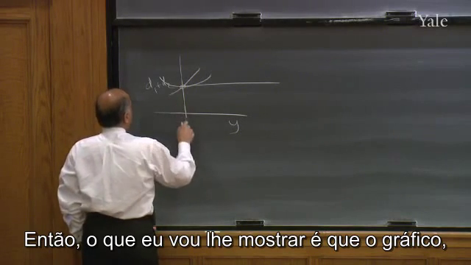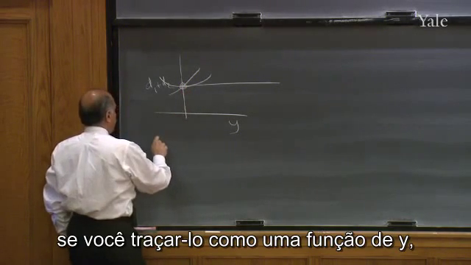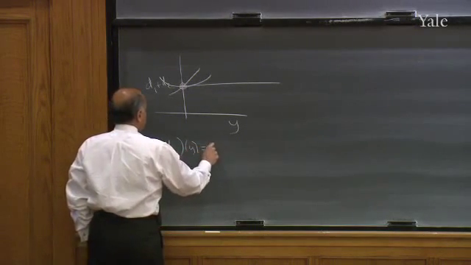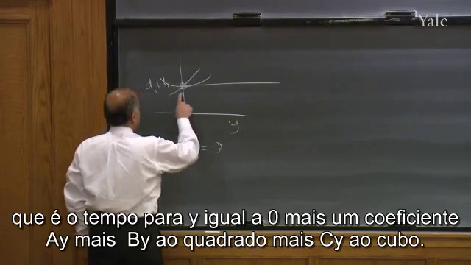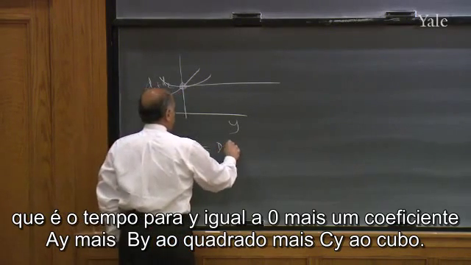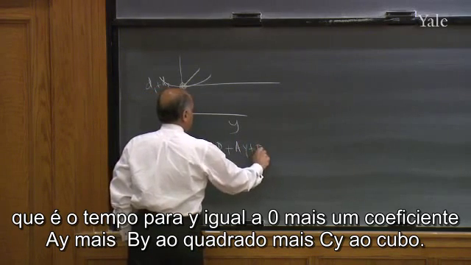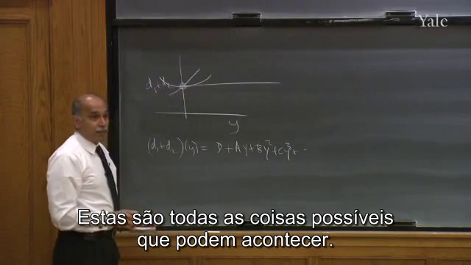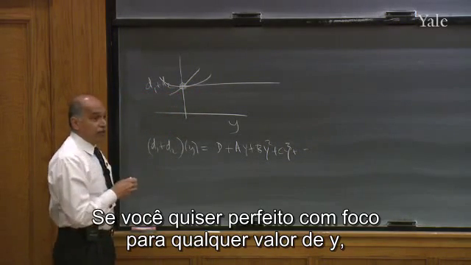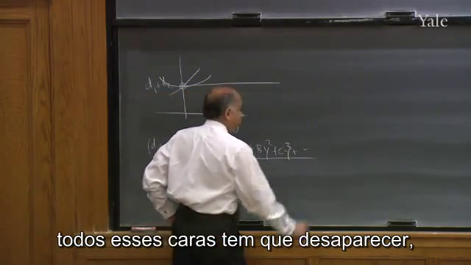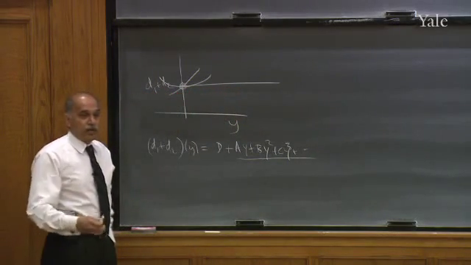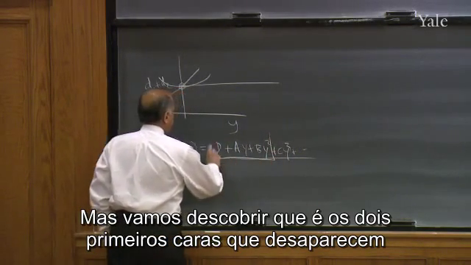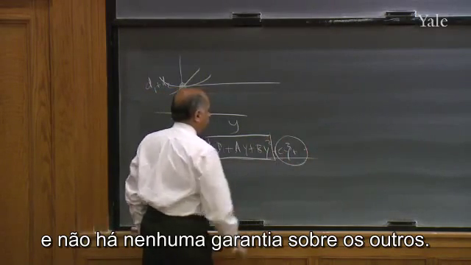So what I will show you is that if you plot d1 plus d2 as a function of y, it's got some constant, which is the time for y equal to 0, plus some coefficient a y, plus some b y squared, plus c y cubed. These are all possible things that can happen. If you wanted perfect focusing for any value of y, all of these guys have to vanish, because it cannot depend on y. But we will find out it's the first two guys that vanish, and there is no guarantee about the others.